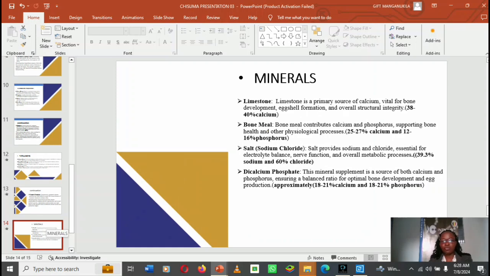Okay, so when we come to minerals, we can get them from limestone, bone meal. So you can see the percentages down there. There is 38 to 40% calcium in the limestone. Then in bone meal, we have about 25 to 27% of calcium and 12 to 16% of phosphorus. Then in salt, we have 39.3% of sodium and 60% of chloride. Then we also have dicalcium phosphate, with 18 to 21% of calcium and 18 to 21% of phosphorus.